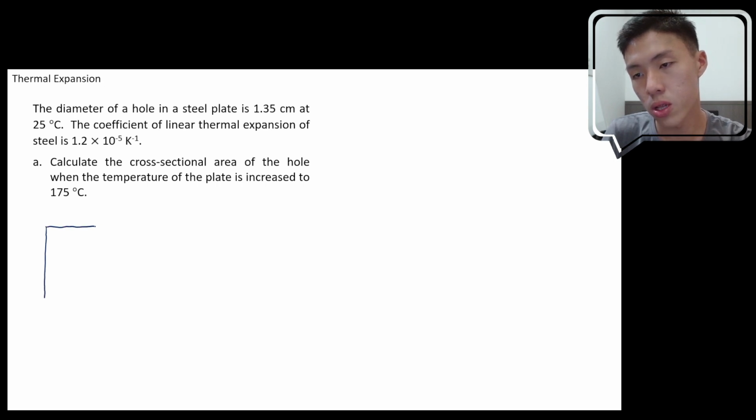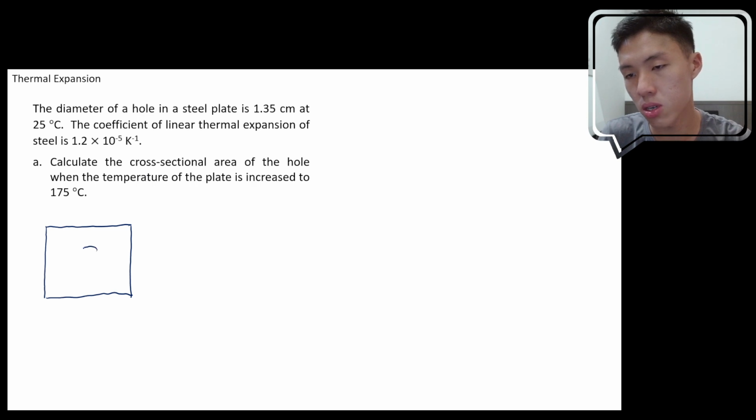Let's assume this is a square plate. What shape it is I don't think is very important. But let's say your steel plate is a square, and inside this plate there's a hole. Then they let you know that the diameter of this hole is currently 1.35 cm. Okay, 1.35 cm converted to meters is 0.0135 meter. And this is the situation when the temperature is 25 degrees Celsius.